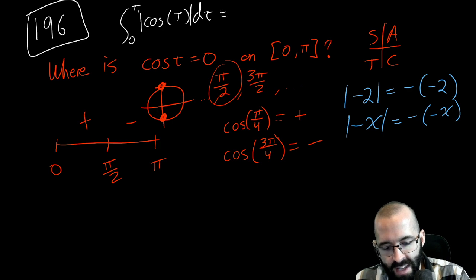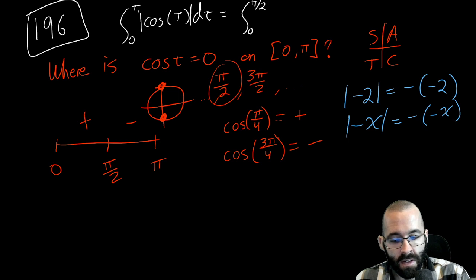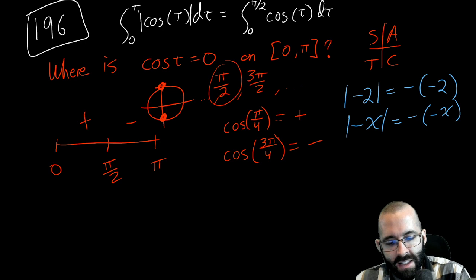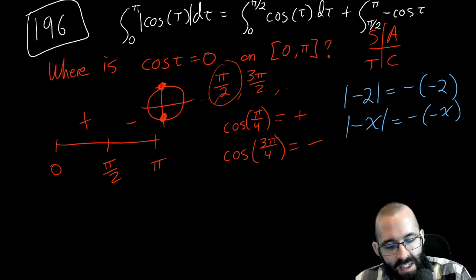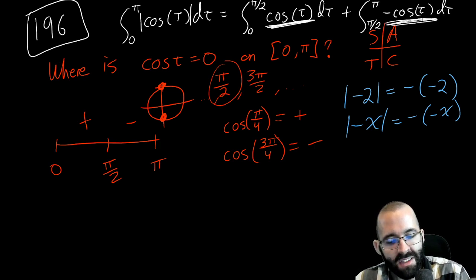So this integral is exactly the integral from 0 to pi over 2 on this interval. Absolute value is redundant. From 0 to pi over 2, cosine's positive anyway, or 0. So that's equal to the integral of cosine of t dt. And then we're looking at the integral from pi over 2 to pi, and we know cosine's negative, and we want to turn it positive. We're going to write it as negative cosine of t dt. And now this is a positive function, and now this is a positive function.